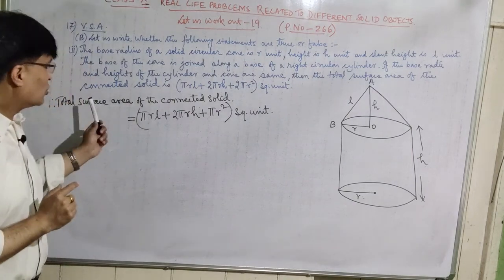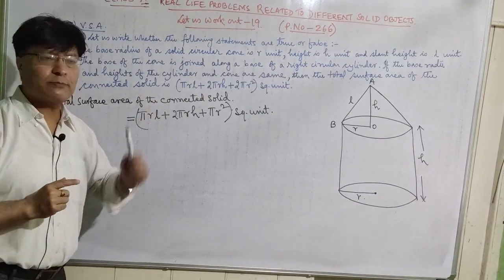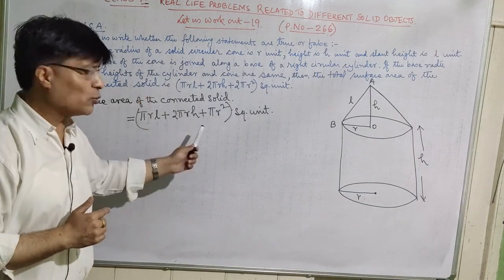So this is the total surface area of the connected solid, that is pi rl plus 2 pi rh plus pi r square, bracket closed, square unit.